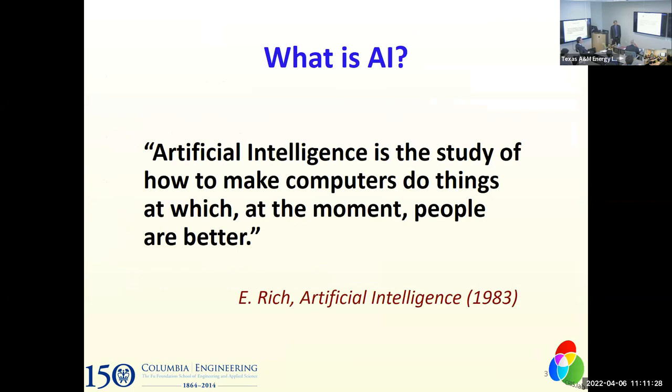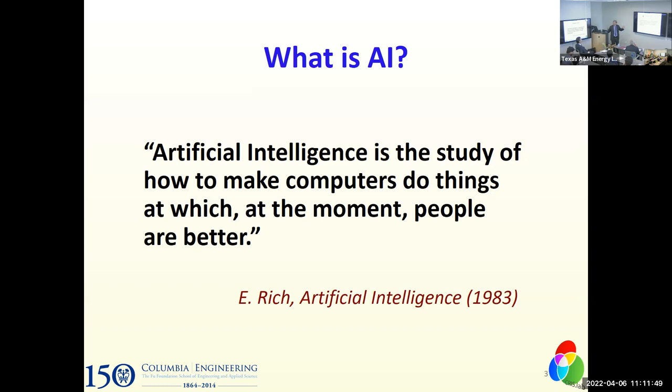So what is AI? Let's start with a quick definition of AI. There are many definitions out there. This is the one I've always liked and used for the last 40 years. AI is the study of how to make computers do things at which, at the moment, people are better. So it's actually a fairly simple, but yet far-reaching definition.